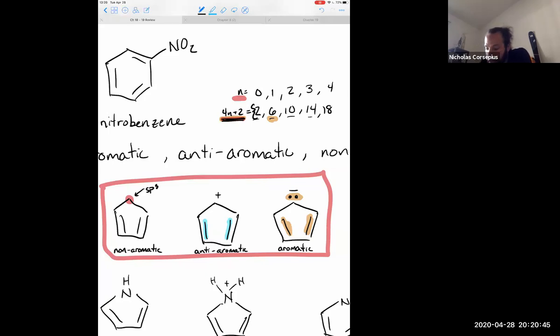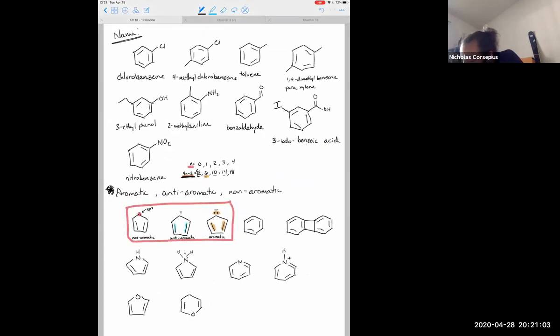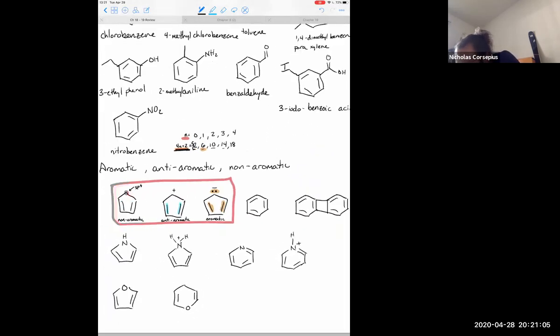Okay, so non-aromatic means that you don't have that network of p orbitals. There's some sp3 hybridized atom in there. Anti-aromatic is you don't follow the 4n plus 2 rule. Aromatic is you do follow the 4n plus 2 rule. All right, so let's zoom back out. Everybody take a second and finish up these compounds for me.